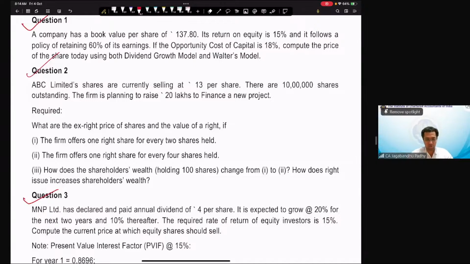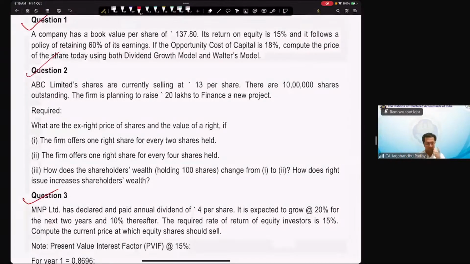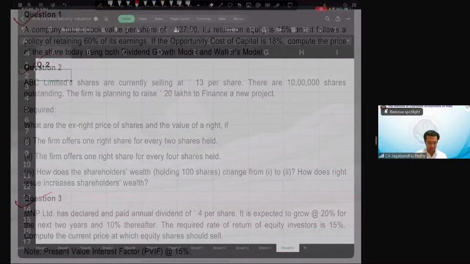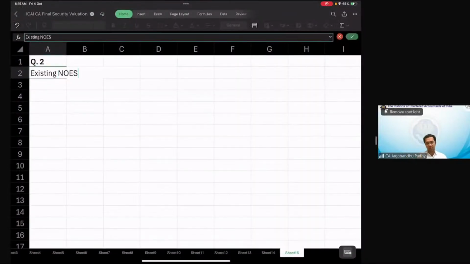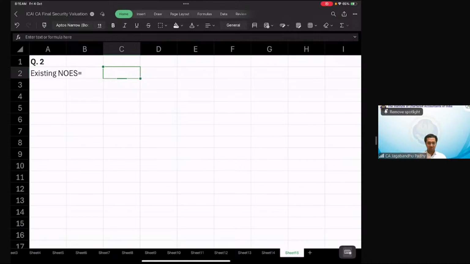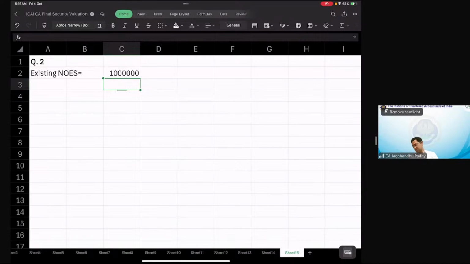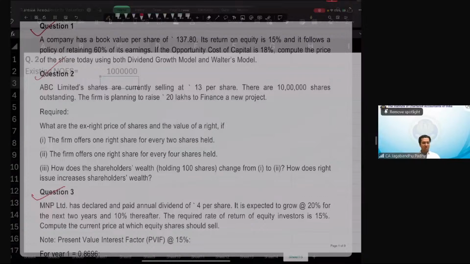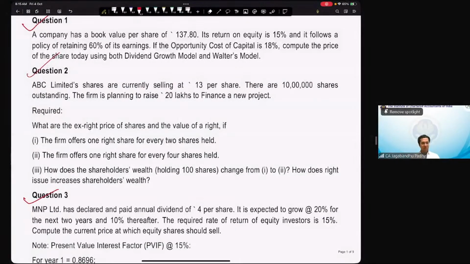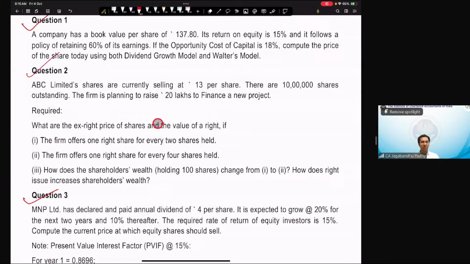So first, we have got 10 lakh shares. Existing number of equity shares is 10 lakh. And the right shares that are being offered are 1 share for every 2 shares and 1 right share for every 4 shares. So there are 3 portions to it.